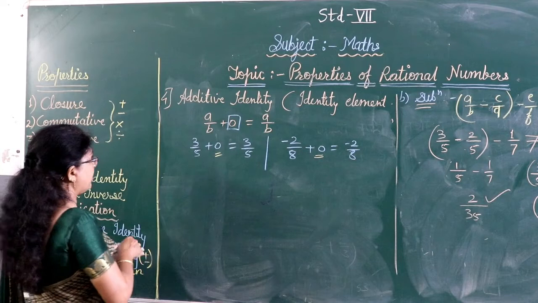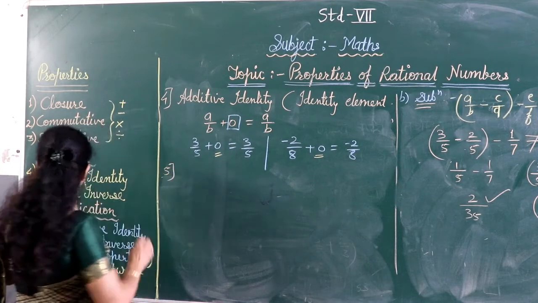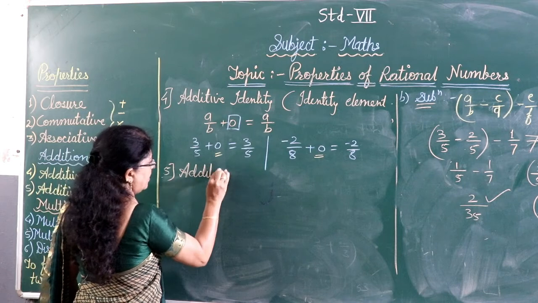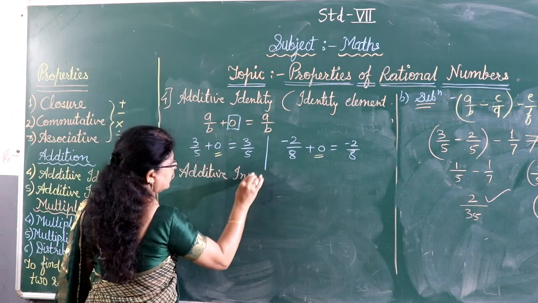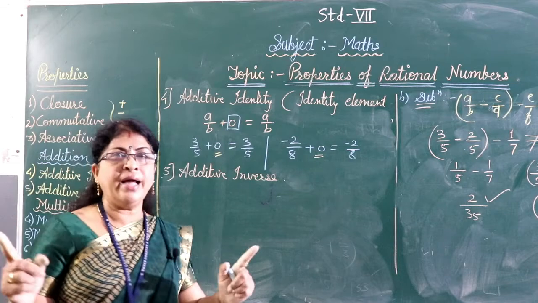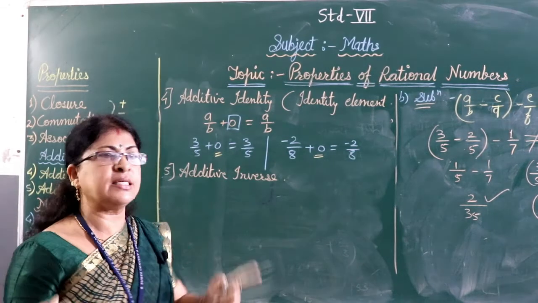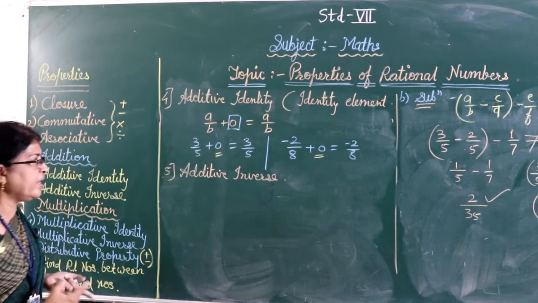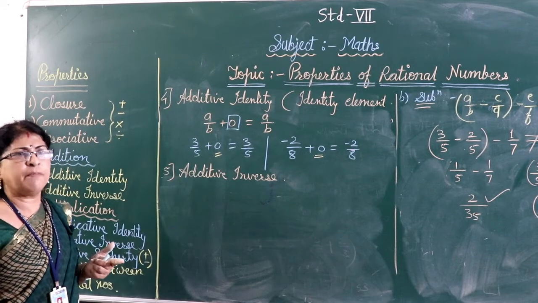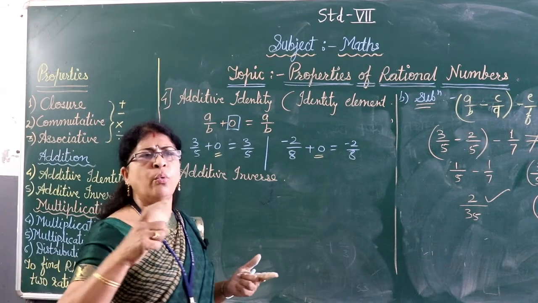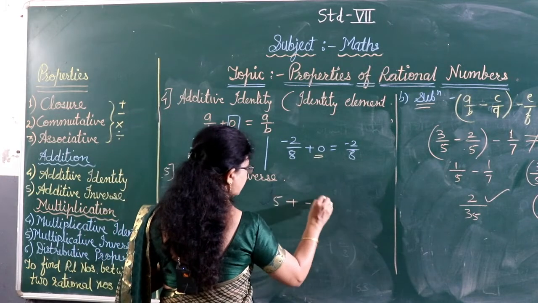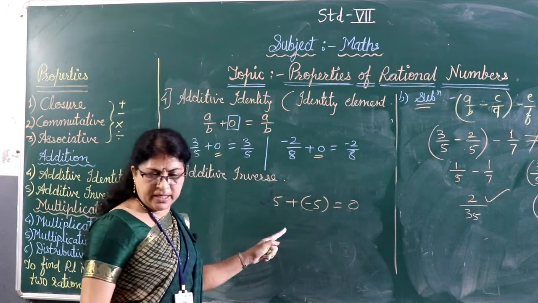Okay, then the fifth property for addition is called additive inverse. What is additive inverse? When we add two numbers and the answer comes 0, then only those two numbers are called additive inverses of each other. For integers, when we add 5 plus minus 5, you get 0.